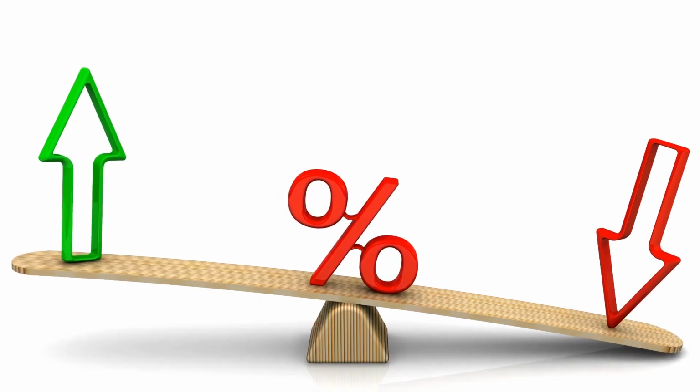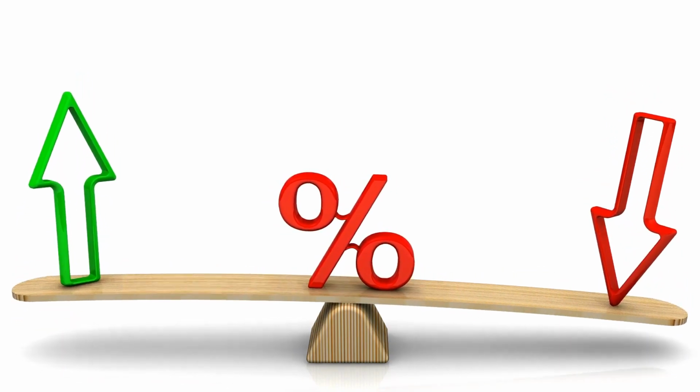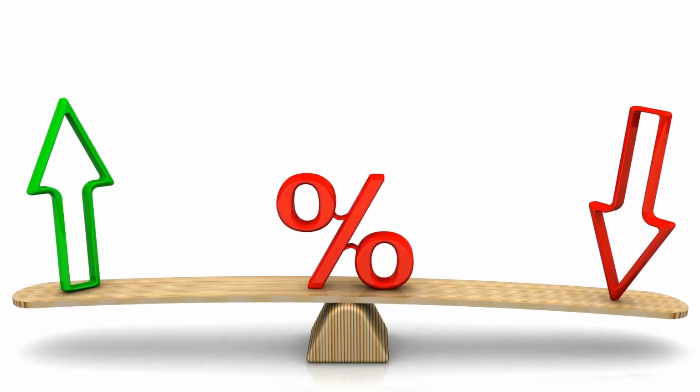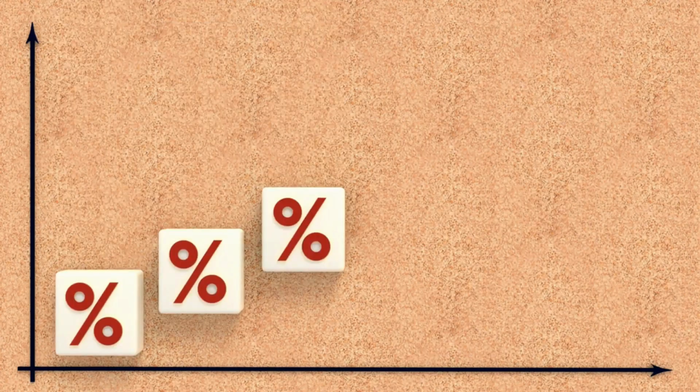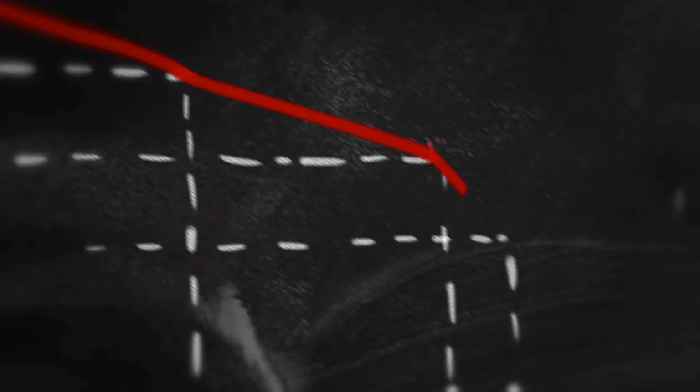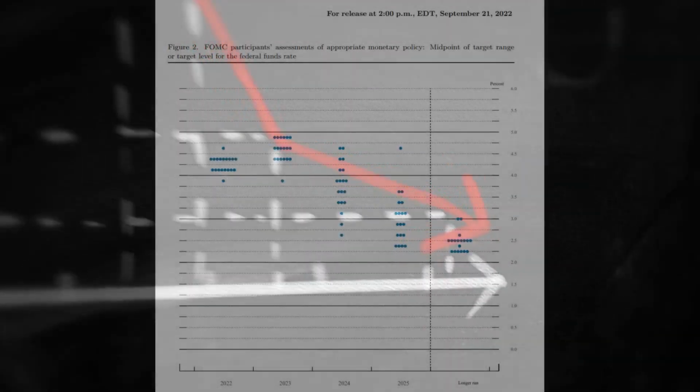The Fed uses interest rates as a tool to achieve stable prices and maximum employment. They raise interest rates when the economy starts overheating and experiences too much inflation. The Fed cuts interest rates when the economy is in a recession and has high unemployment in order to spur economic growth.